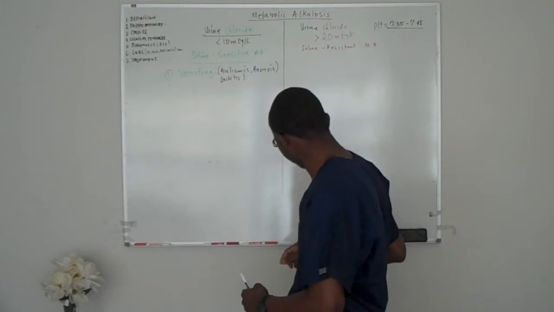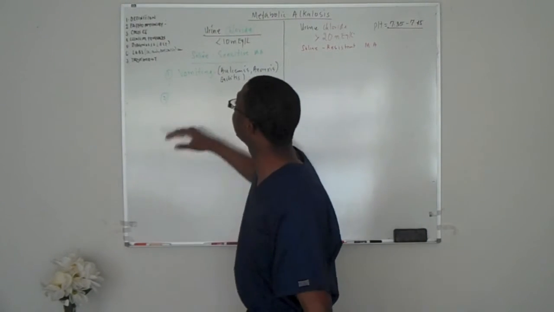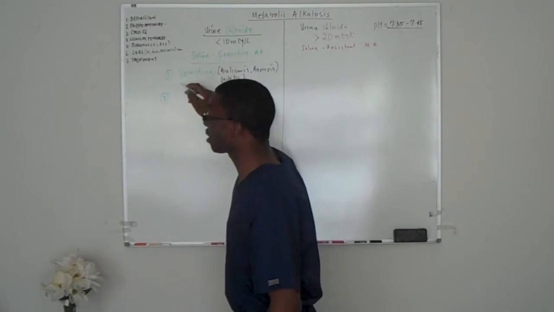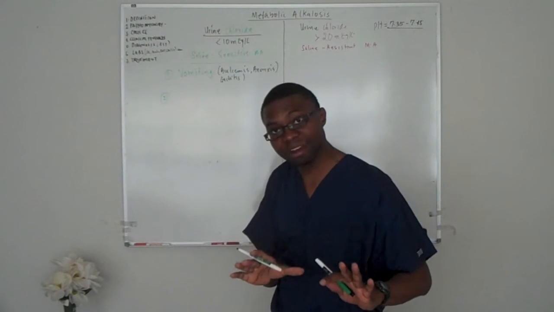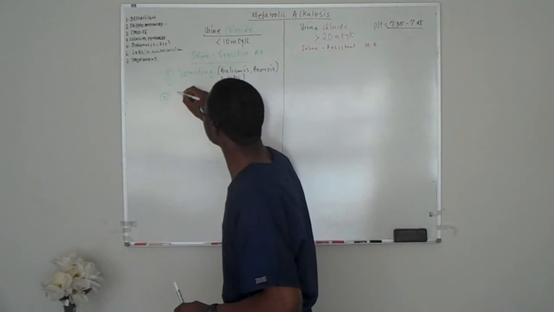It's gonna be another guy. Another way you can develop saline-sensitive metabolic alkalosis. I haven't talked about the pathophysiology. This is what's causing it. Diuretics.